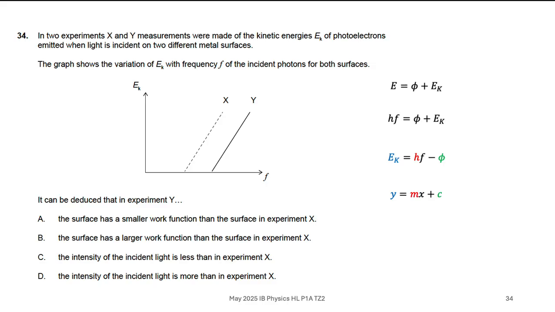What must change, however, is the y-intercept. And because we can see there are two lines, if we extrapolate them out, whilst parallel, have different y-intercepts. Now the y-intercept is going to be governed by the value of minus phi. In other words, if you have a larger work function, then you are going to have a deeper well, if you like, out from which to climb out.